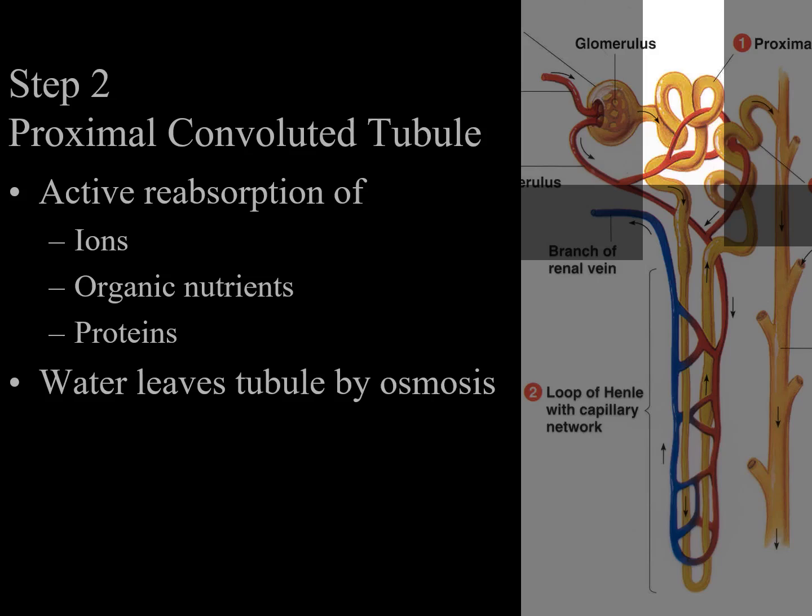So ions, mineral ions, organic nutrients, and the small proteins that are in the ultrafiltrate are moved out of the ultrafiltrate using active transport. So that's burning ATP. Water is leaving the ultrafiltrate by osmosis. And again, that's because, you remember, osmosis is a form of diffusion. That's happening because the salt concentration is fairly high outside the nephron. So that means the water concentration is higher inside the nephron than outside the nephron. So water is able to diffuse out of the proximal convoluted tubule.